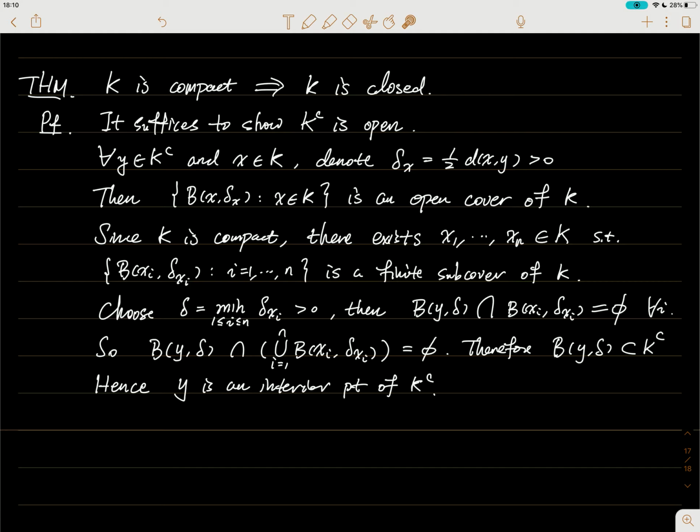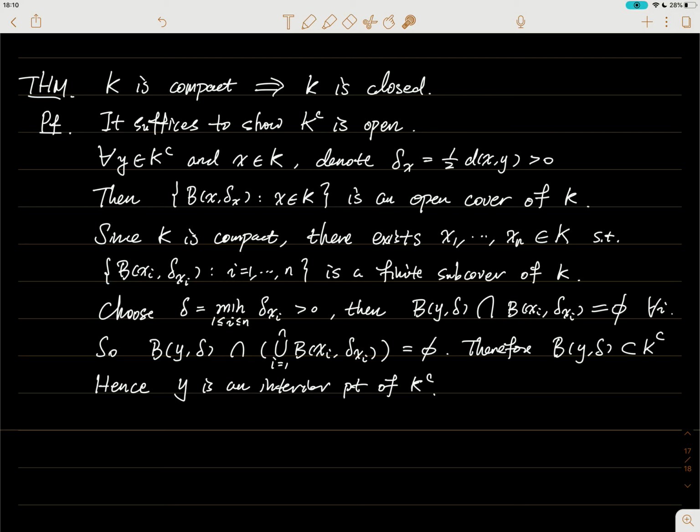All right, because of this, we only have finitely many points and finitely many balls there. So let's look at the minimum radius of them. I set my delta to be the minimum of those delta xi's. Remember that each delta xi is positive, so the minimum of finitely many of them is still positive. So delta is still positive. Now let's look at the ball centered at y with this delta as the radius. I'll see that this ball does not overlap with any of those balls in this set. This is the reason.